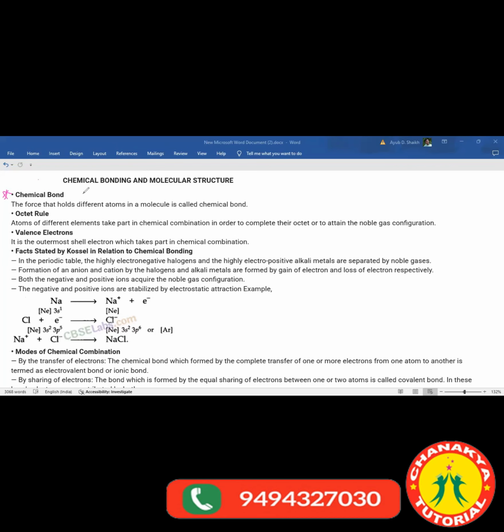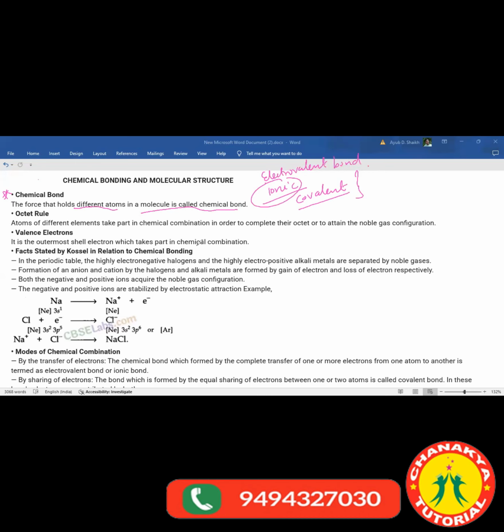So, what is a chemical bond? The force that holds different atoms together in a molecule is called a chemical bond. That chemical bond can be an ionic bond or a covalent bond, right? These types of bonds you have already learned in grade 10, correct? An ionic bond is also called what? Electrovalent bond.